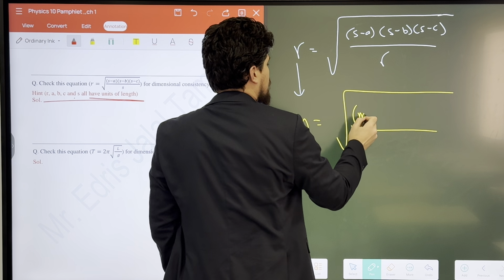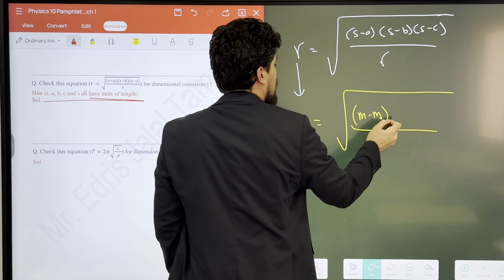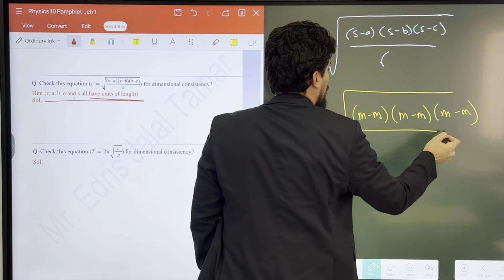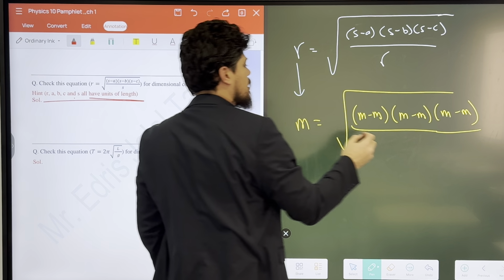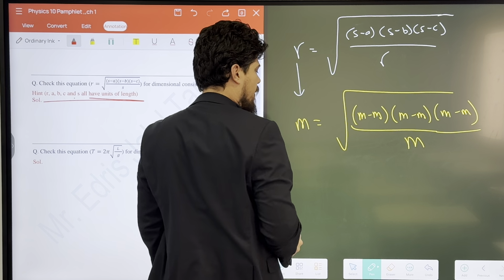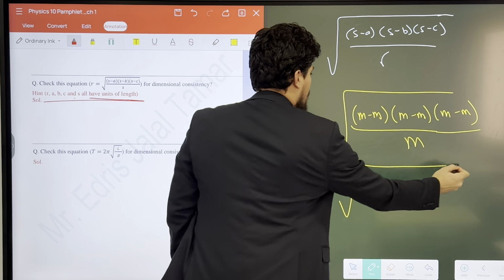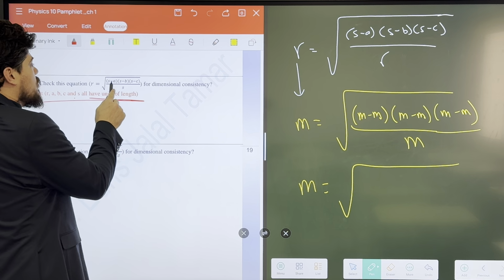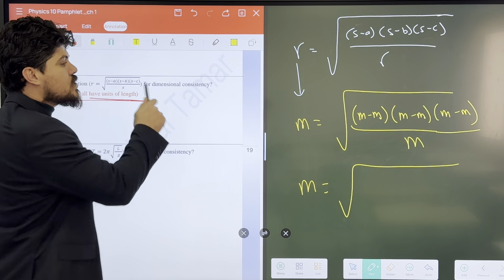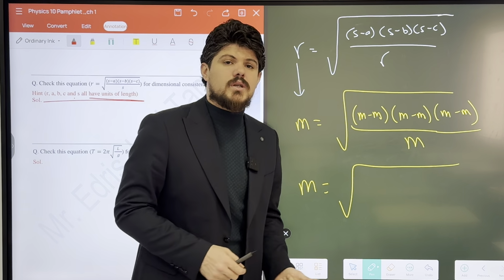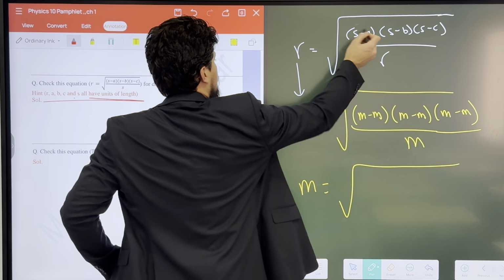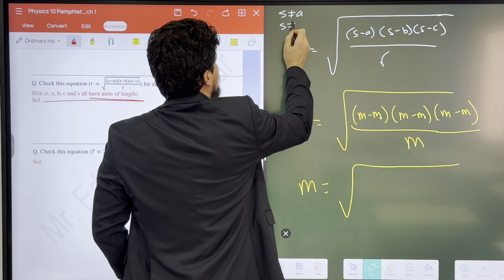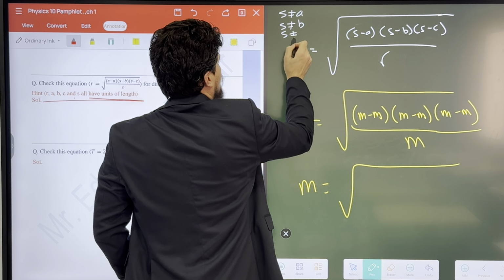Meter minus meter, meter minus meter, meter minus meter. Why? Because all they have the unit of length divided by meter. Okay? Meter minus meter is meter. Why? Because these two variables are not equal. This is not equal to 0. Why m minus m is not equal to 0? Because S is not equal to A, S is not equal to B, S is not equal to C.